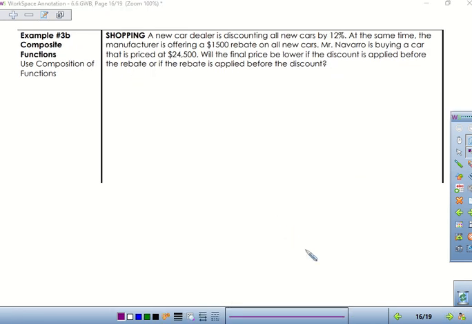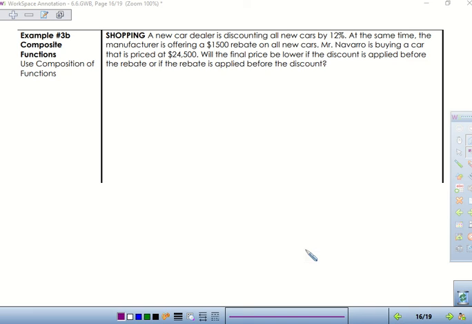All right. So for the next one, it says a new car dealer is discounting all new cars by 12%. At the same time, the manufacturer is offering a $1,500 rebate. So does everyone in here know what a $1,500 rebate is? Or what a rebate is in general? No. So I'll just kind of clarify that for you guys. A rebate is basically where you pay for something and you get part of that money back later. So they're saying you pay for the car and then you get $1,500 back.